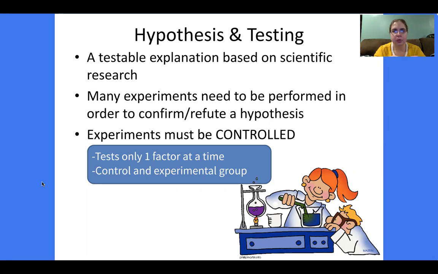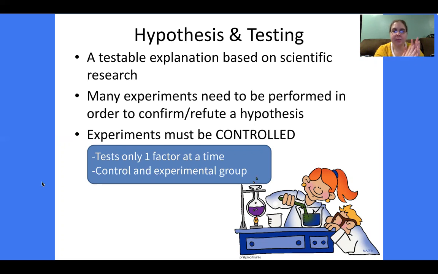If you just do a one and done, so you do one trial and that's it, and you base everything off that, what if something went wrong in that experiment that you didn't realize? What if there were other factors that you weren't planning on that affected the outcome of your experiment? So you have to do many trials.